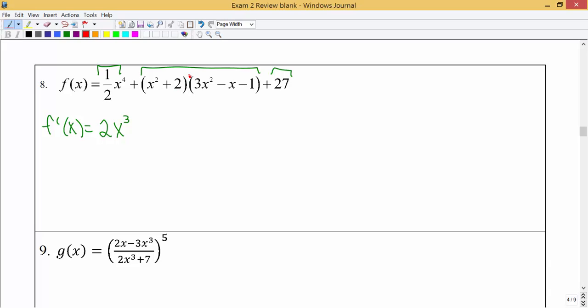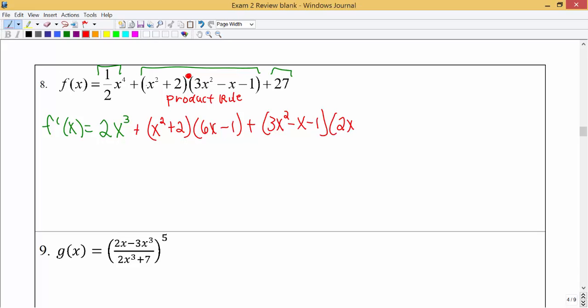For this part in the middle, notice that we have 2 different functions in parentheses multiplied together. So this implies that we will need to use the product rule. So we're going to say plus, we're going to take the first, times the derivative of the second, so that's 6x minus 1, plus the second, times the derivative of the first, which would be 2x, and the derivative of 2 is just 0, so 2x.